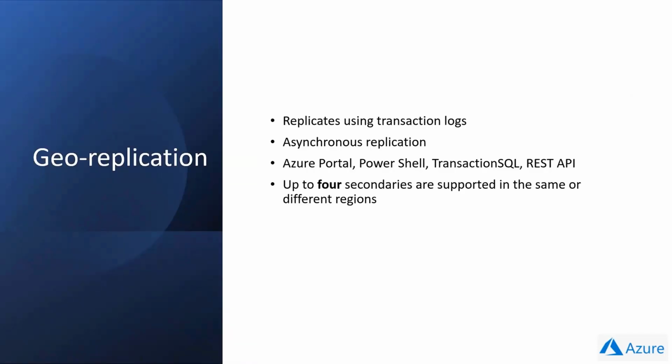Now, the way Geo Replication works is we replicate using transaction logs. This is not transactional replication, which replicates by executing DML commands like insert, update, and delete. We just move transaction logs from the primary to the secondary. And the way we do the replication is asynchronous replication, which means that transactions are committed on the primary database before they are replicated to the secondary database.